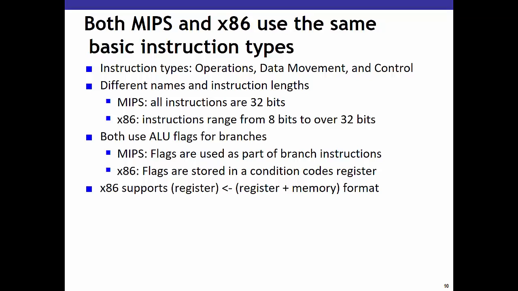Finally, x86 supports operations that allow us to add registers plus memory addresses and then store that into a register in the same instruction. Whereas MIPS only allows us to do register plus register into register. So again, here, MIPS goes for the simpler approach, as a RISC architecture, and x86 goes for the more complicated approach, supporting more complicated instructions as a CISC architecture.